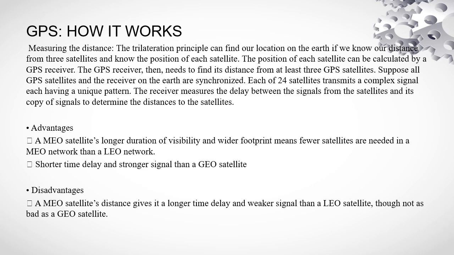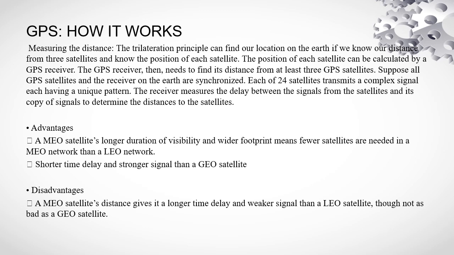GPS, how it works. The trilateration principle can find your location on the earth if you know your distance from 3 satellites and know the position of each satellite. The position of each satellite can be calculated by a GPS transceiver. The GPS transceiver then needs to find the distance from at least 3 GPS satellites.